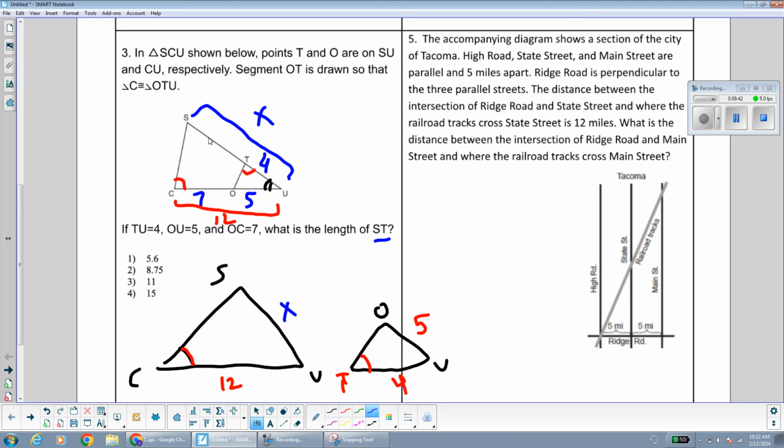Now I'm going to make a proportion. It doesn't matter. I'm going to just do big over corresponding side from small equals big over corresponding side from small. Doesn't matter. You could do small over big equals small over big, as long as you keep the corresponding parts together.